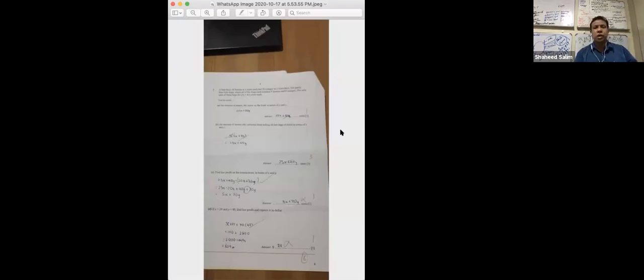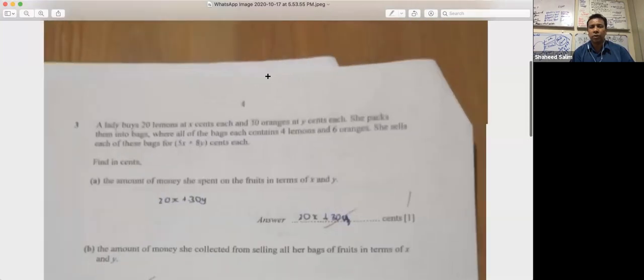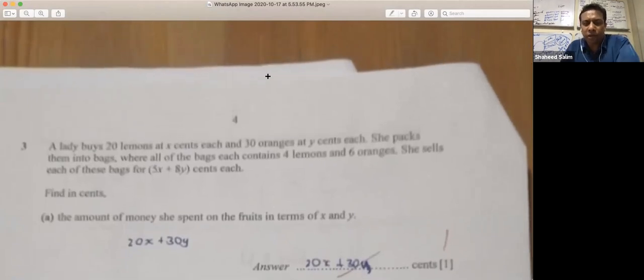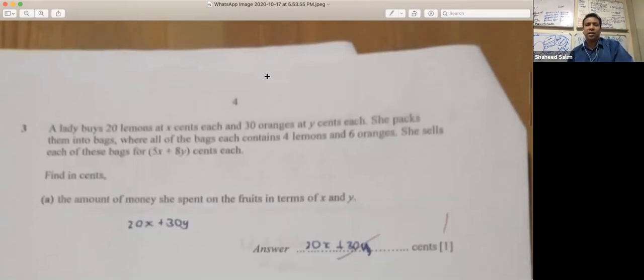I will share screen because the questions are all related. So in order to answer C and D, you can see what you have just said. A lady buys 20 lemons at x cents and 30 oranges at y cents. She packs them into bags where each bag contains 4 lemons and 6 oranges. She sells each of these bags for 5x plus 8y cents each. The amount of money she spent on the fruits in terms of x and y.